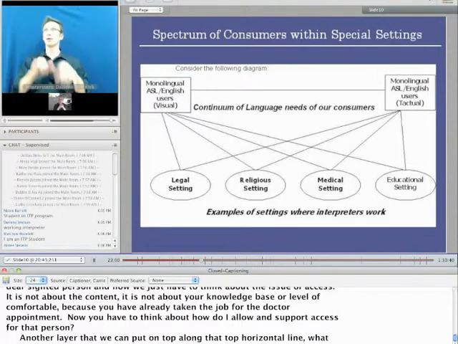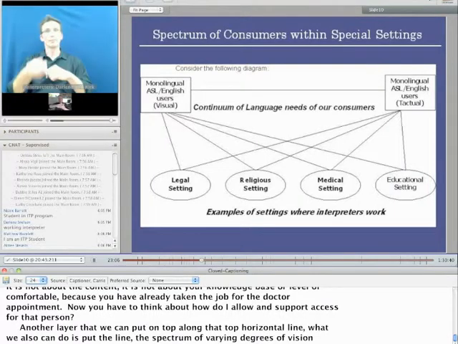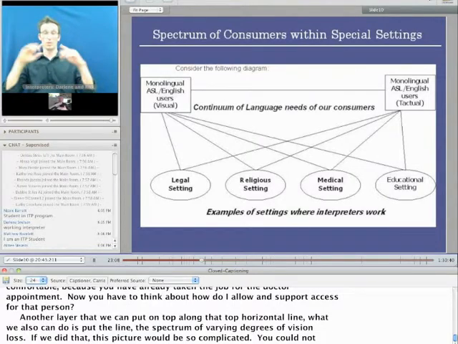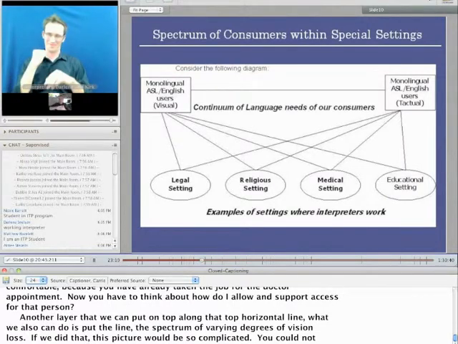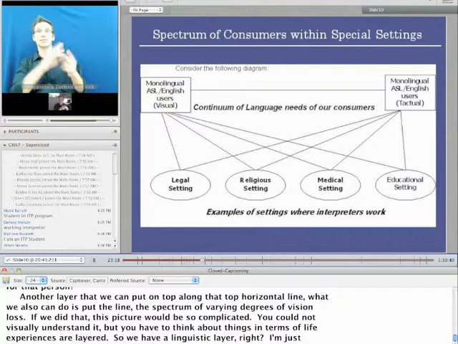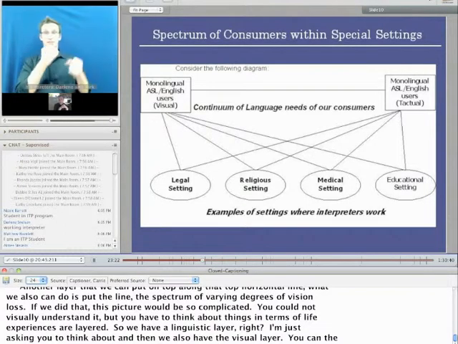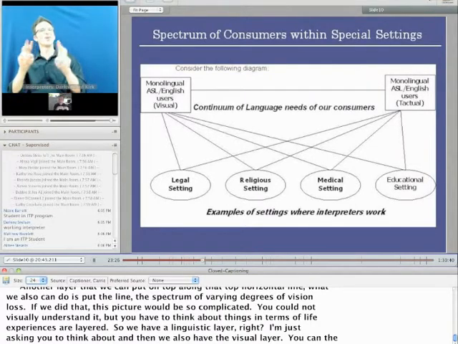If we did that, this picture would be so complicated, you couldn't visually understand it. But we have to think about how things, in terms of life experiences, are layered. So we have a linguistic layer, right? And I'm just asking you to think about that visual layer, because you can have that same ASL user going to the doctor who happens to have low vision, meaning perhaps they just have blurry vision and they can't see very far.